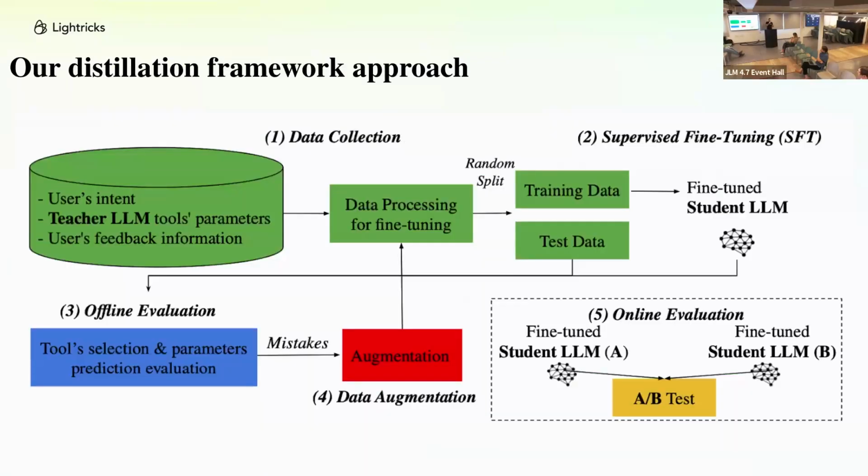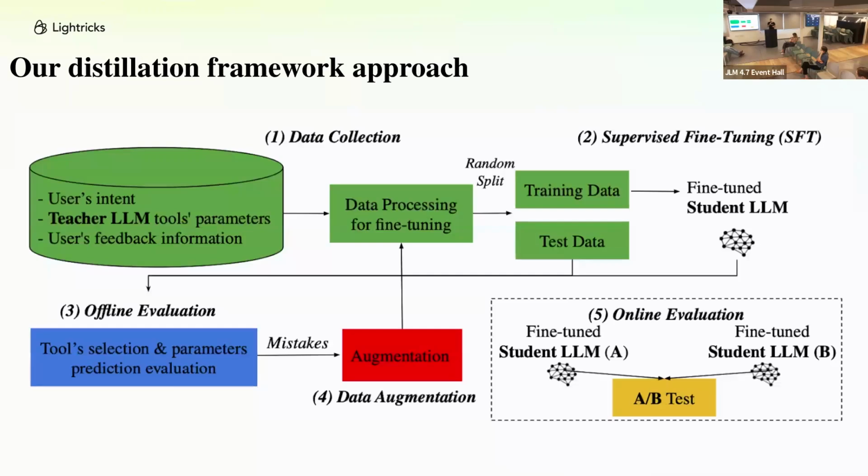Okay, so this is an overview. In the first phase, we have the data collection. I remind you, we concluded the experiment with GPT 3.5 Turbo. So we collected for 4 months user requests with the teacher LLM responses and also feedback information from the users, whether they exported the result per tool. We can use this to filter the data to have higher quality data. I will show you later. Then we have data processing for fine-tuning, where we take this data and inject it into prompts for fine-tuning. Then we randomly split the data into training and test sets, and we fine-tune a student LLM on the training set.